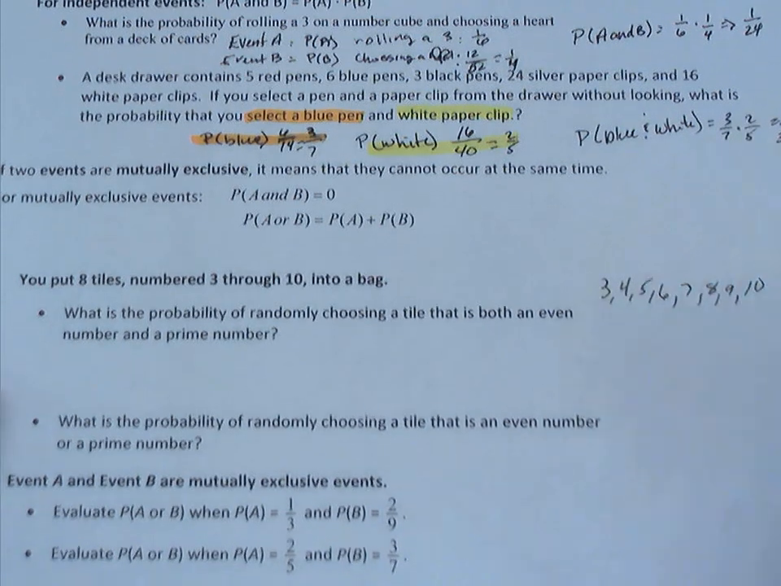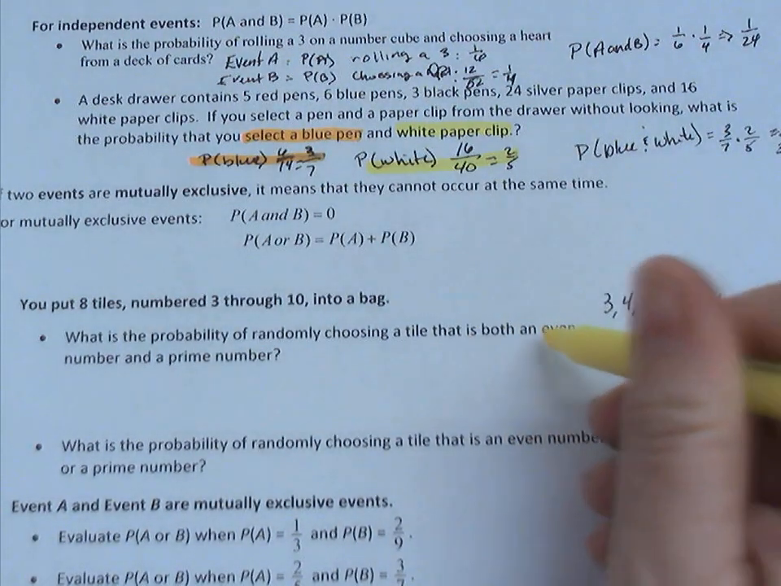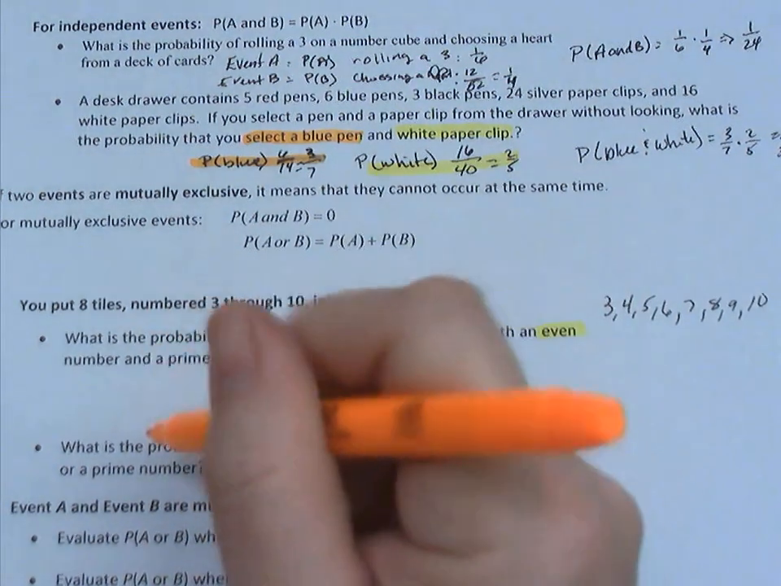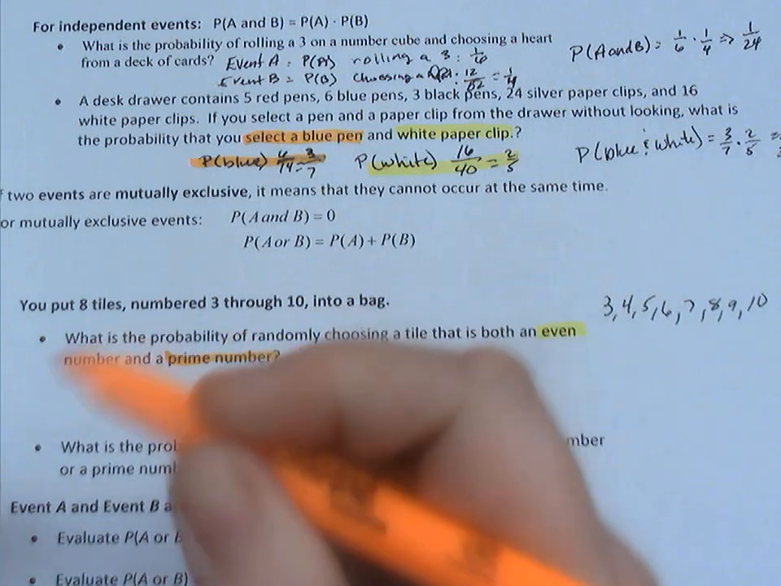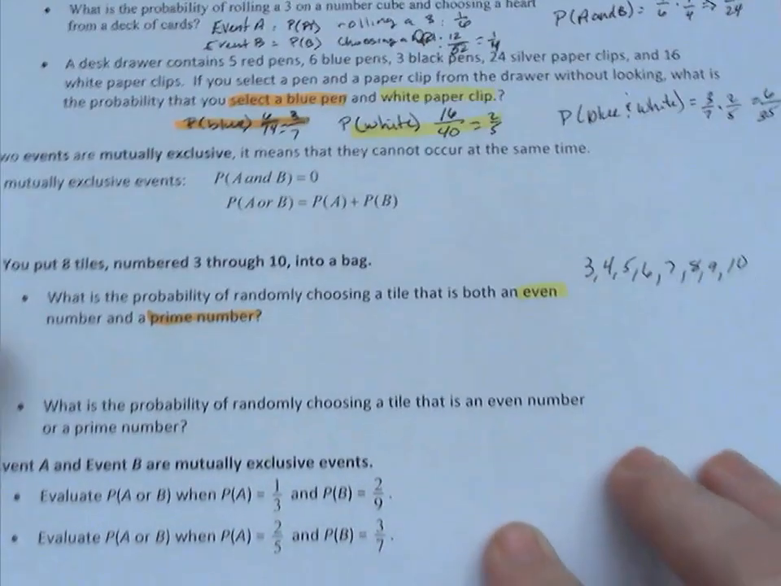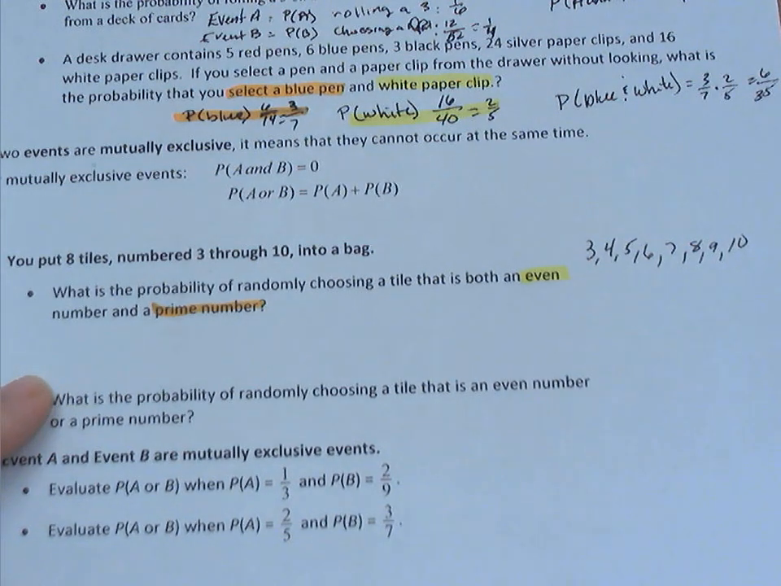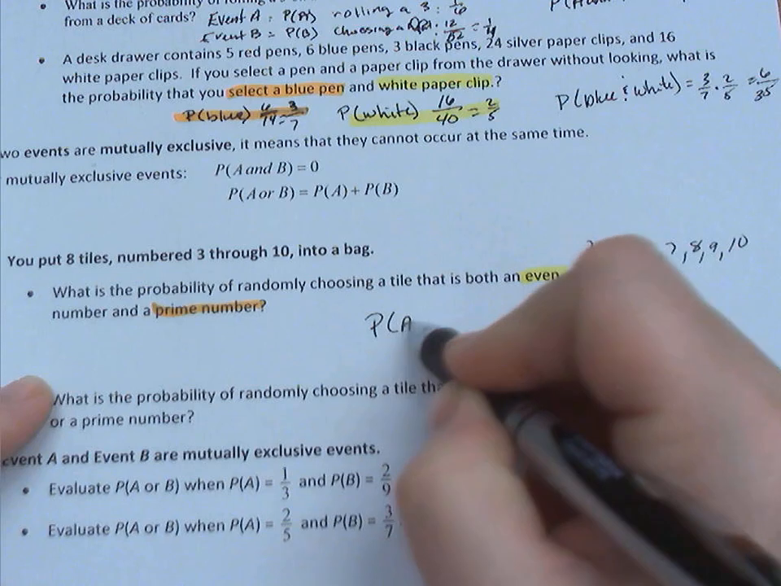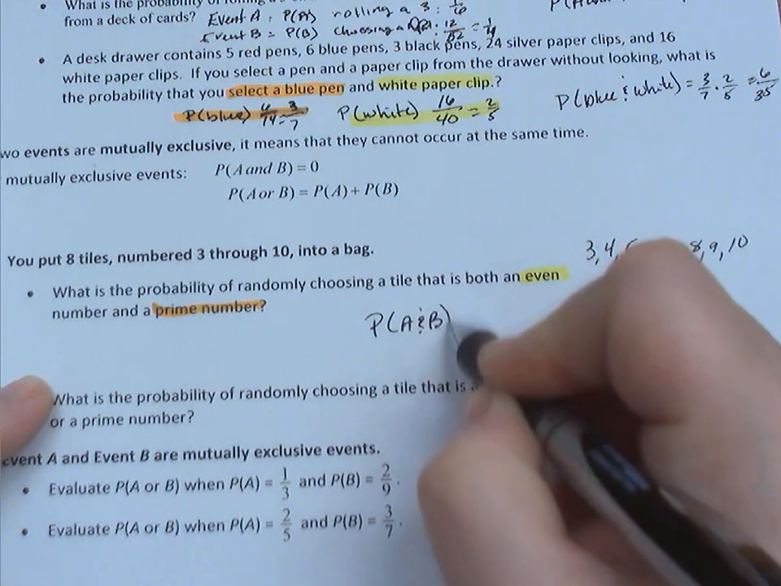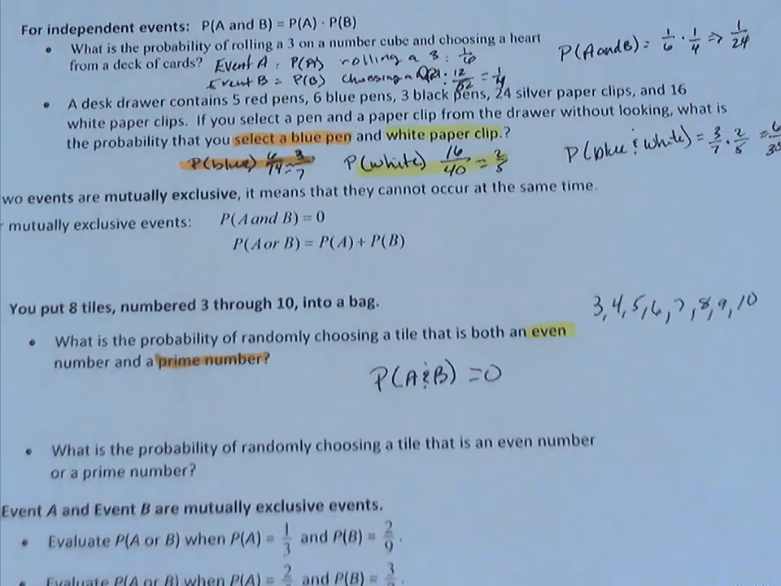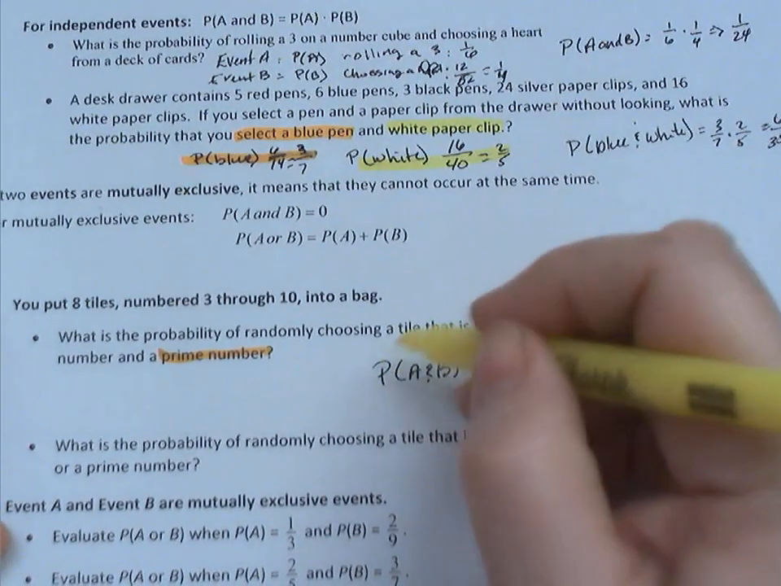So there are two events. Event A is that it's even, and event B is that it's prime. And when I look at this, my only even prime number is 2, and it's not in my list. So my probability of this happening, the P of A and B, is 0. They can't both happen in my sample space.